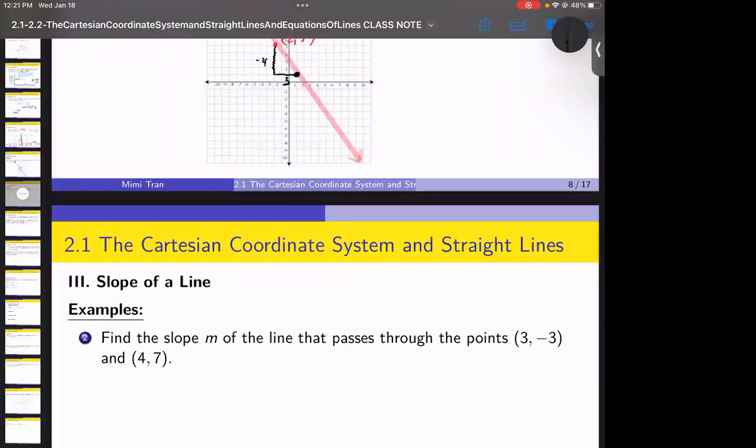Find the slope m of the line that passes through the points (3, -3) and (4, 7). Today we have a very, very light lecture. All the things here you already know.